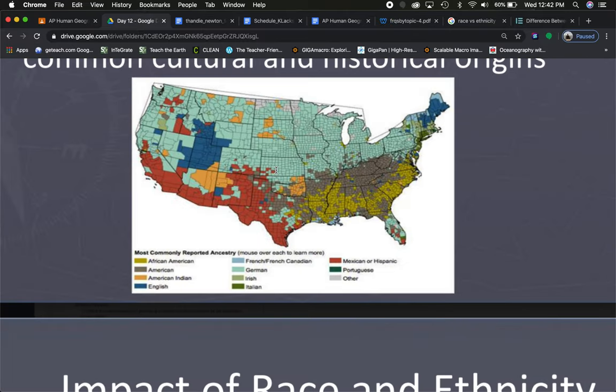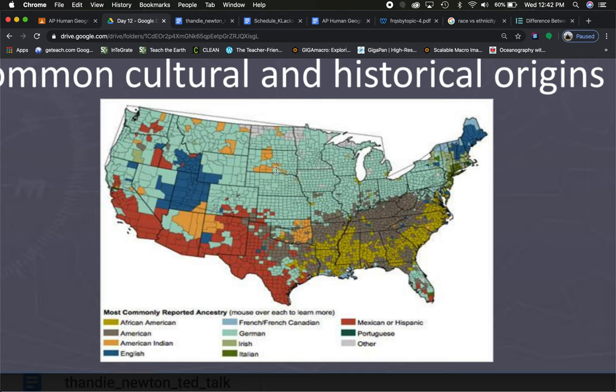And we've got a map right here of the most commonly reported ancestry. So this is race, this isn't ethnicity. This is actual race. Most commonly reported ancestry, this is for the United States. So we're in human geography. What sort of spatial trends do you see? Is there a certain landscape that maybe a certain race might prefer? Or maybe they were put into that landscape. For example, African American, a large population down here, probably placed here by cultural relocation.